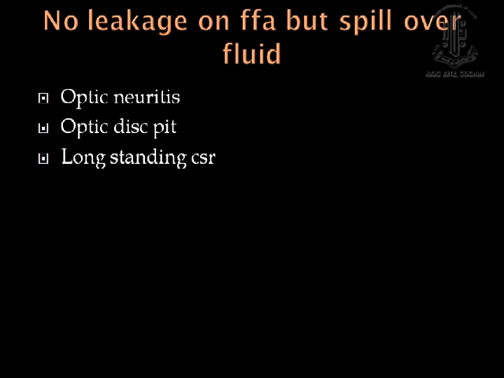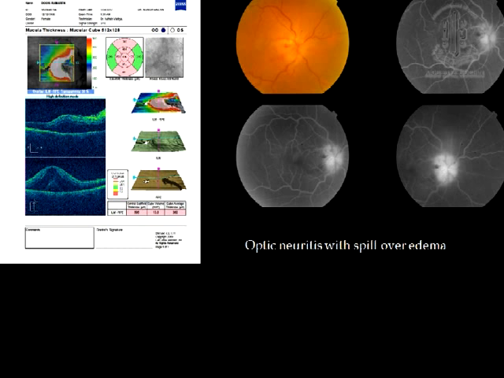Sometimes we have no leakage on FFA, but yet the OCT shows macular edema. These are patients with optic neuritis, optic disc pit, or long-standing CSR. This is a patient again with optic neuritis. You can see that the primary leakage is at the level of the optic nerve. However, when one passes the vector through the macula, one gets spillover edema over here, and this also contributes to reduction of the patient's vision. And this patient requires IV methylprednisolone.